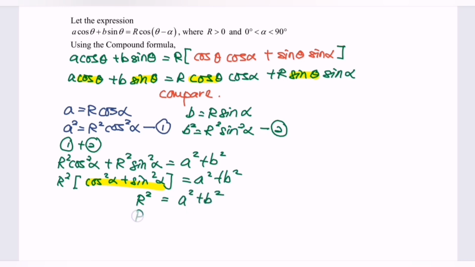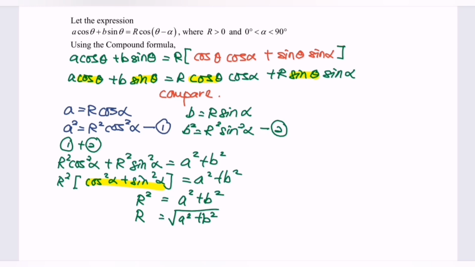So finally R is equal to the square root, and we have the positive and negative for the square root. So kindly refer to the situation: we have R greater than 0, which means that we only accept the positive part. So here we have the formula for R. Next is to find the alpha.